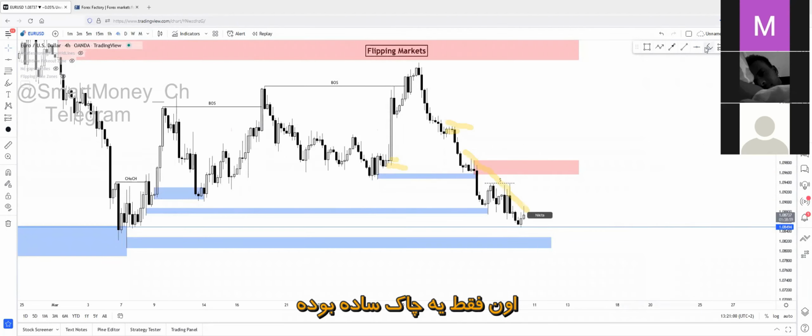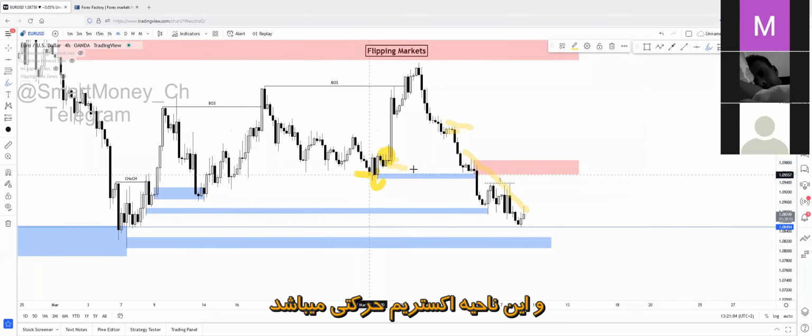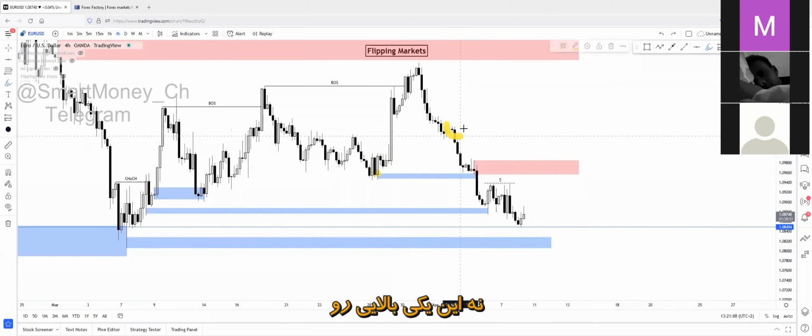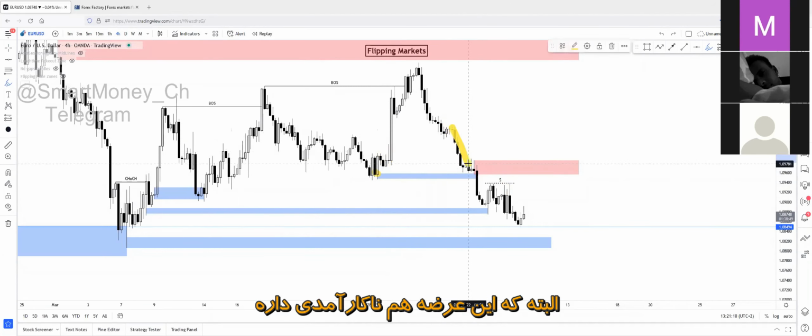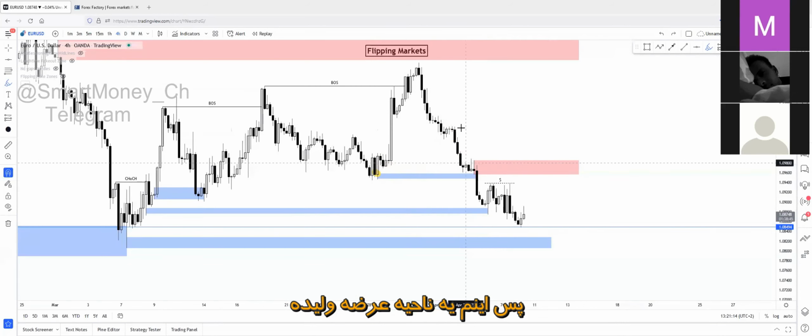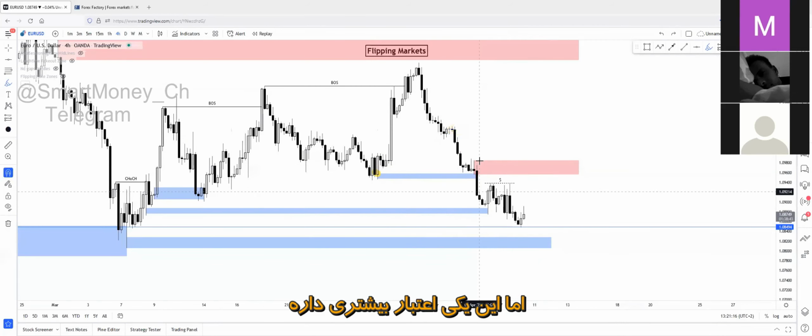That wasn't a flip, that was a simple change of character. And basically this was just a decision zone, and this is the extreme of the movement. So I will consider this as the real supply zone right here, and not this one up here. But of course, there's inefficiency, there's a clear break of structure right here, there's a clear change of character right here. So this is pretty valid too, but this one is more valid.